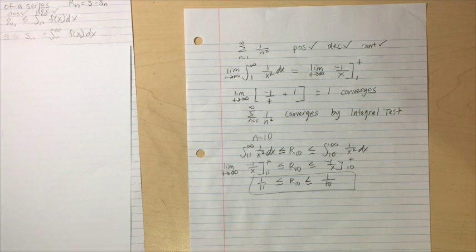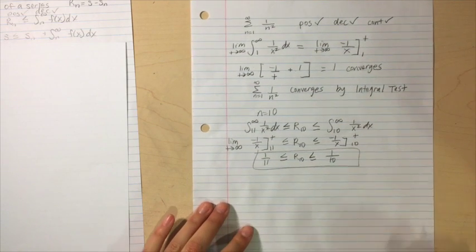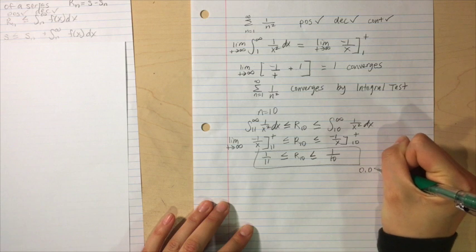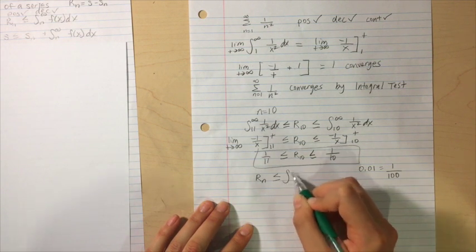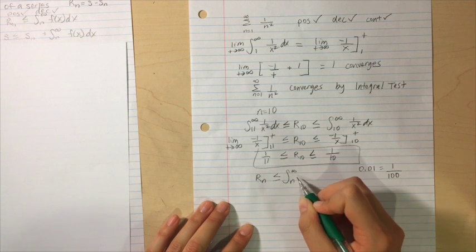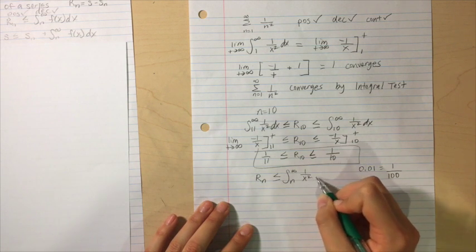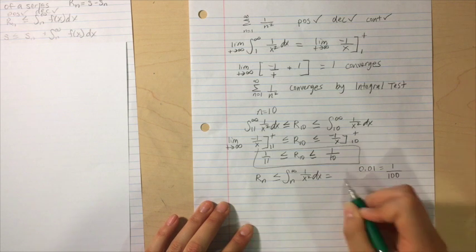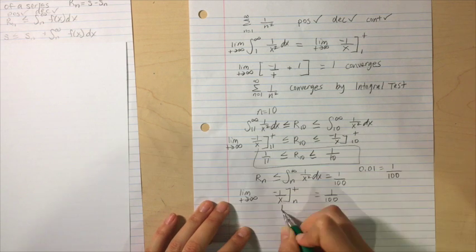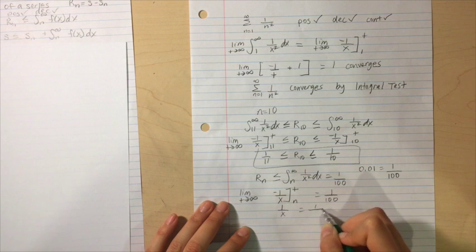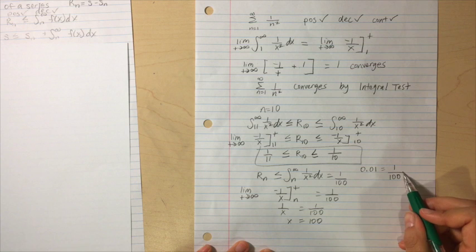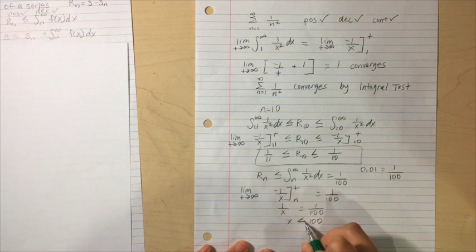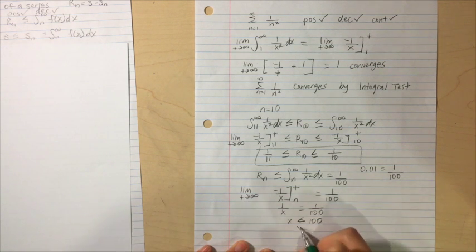That's part 1. Let's find the accuracy to within 0.01. Put R n is less than or equal to the integral from n to infinity of 1 over x squared dx, and set this equal to 1 over 100. 1 over x equals 1 over 100. Because we are trying to find when the remainder is less than this, then x has to be greater than 100.